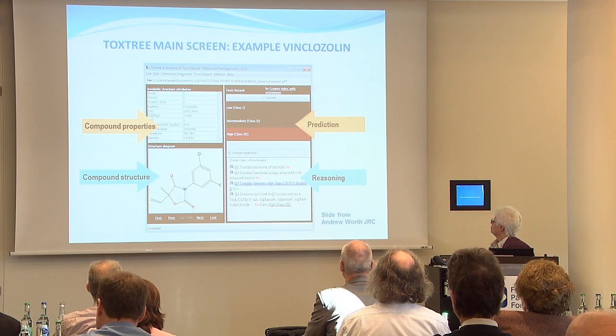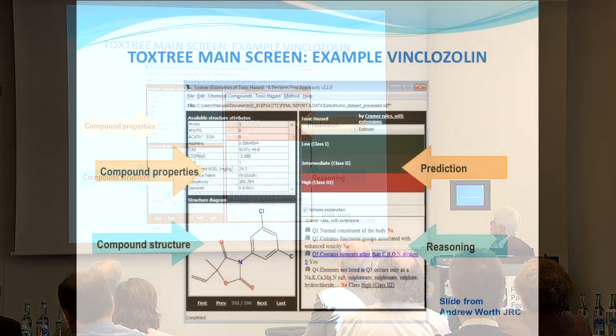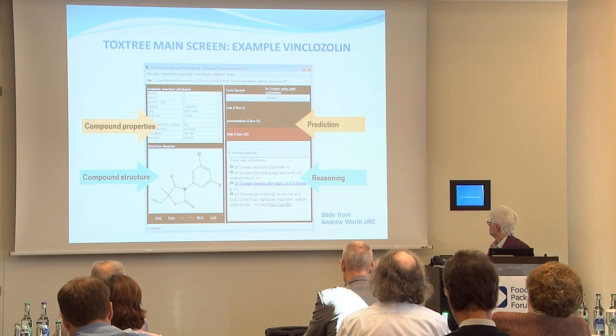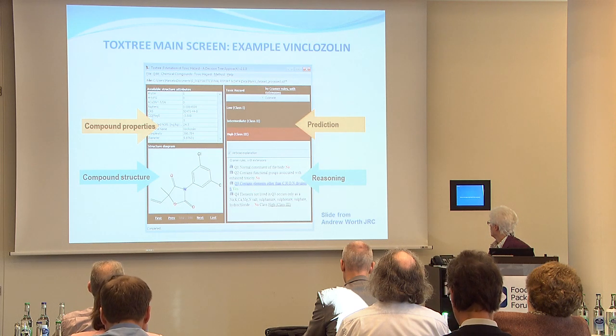So this is an example of a toxic compound, vinclozolin, a pesticide. In addition to its Cramer class, which is high toxicity class 3, here's the structure of the compound. It also gives you other information that might be useful to you about the substance itself. And here it tells you how it's classified in class 3. Which question did it fall out at here? Question 3 and so on, and question 4. So it came out as class 3.